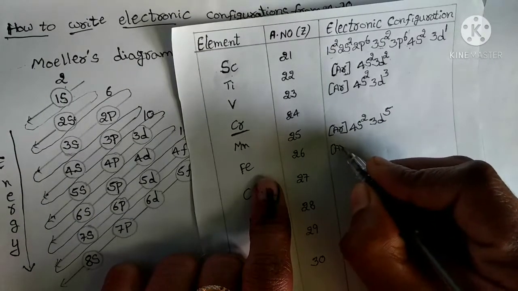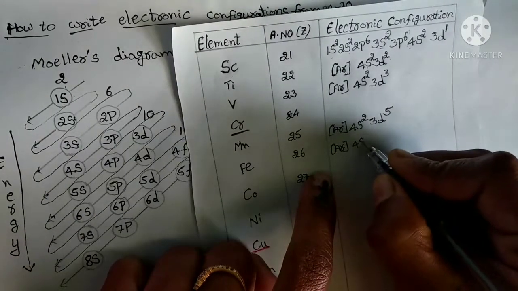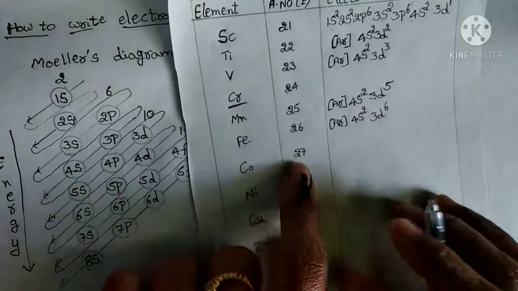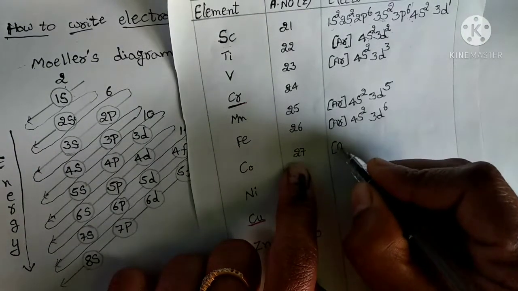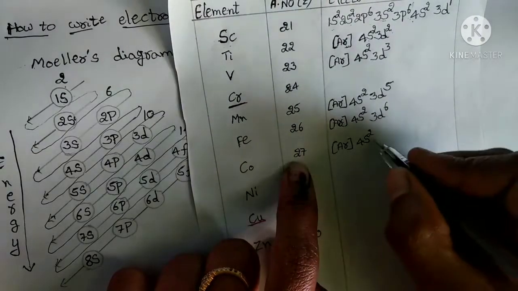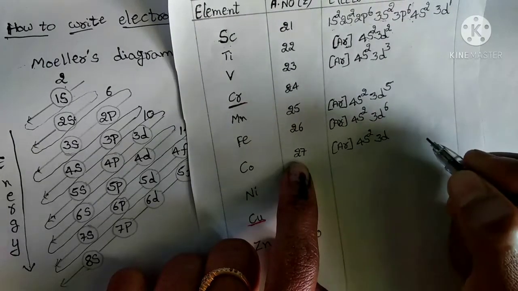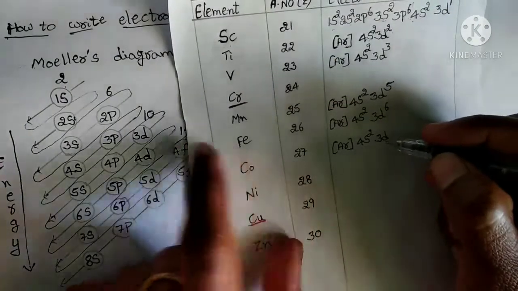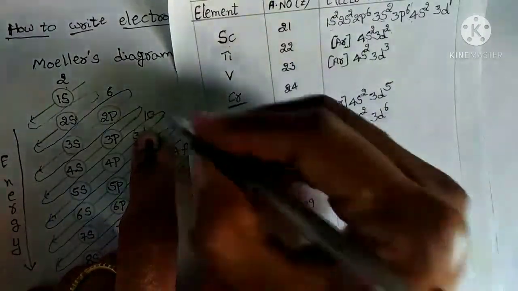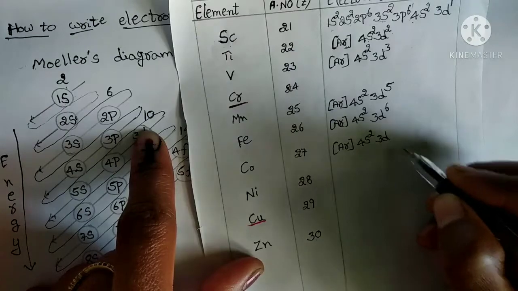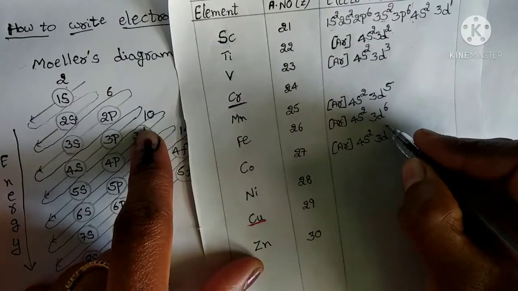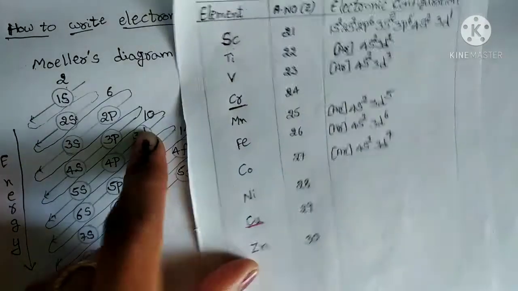Iron. Argon in square brackets. So 18 electrons. 4s2, till here 20. Still 6 more are left. So 3d6. Next, cobalt. Argon, till here it is 18. With 4s2 it is 20 electrons. Still 7 are left, right? So that 7th electron, where will it enter? Again it will enter into 3d. Why? Because the d orbital's capacity is 10 electrons. So till 10 electrons d orbitals can hold. So the 10th electron also can enter into the d orbital only. So it is 7 only, no? So it will enter into the 3d orbital.